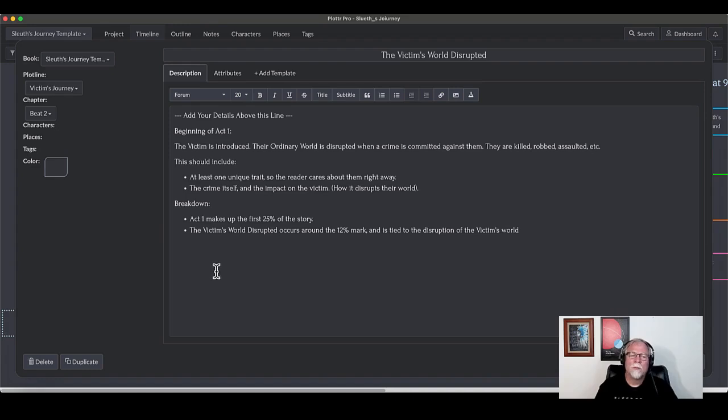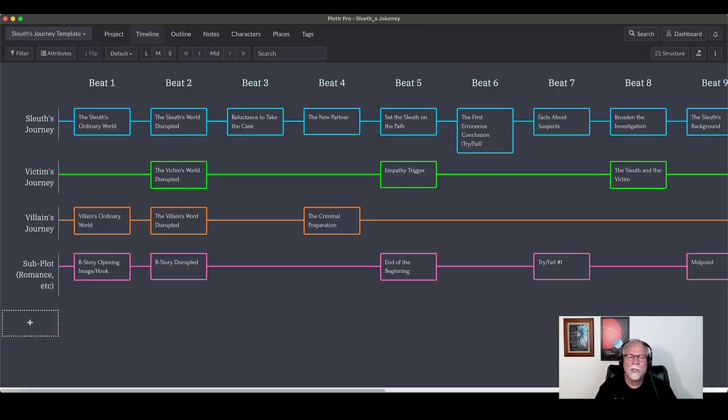Okay. Now, this beat should include at least one unique trait, so the reader cares about the victim right away. Otherwise, why do we want to read the story if we don't care that they died or that they were taken advantage of in some other way? So be sure there's something that draws us as the reader to them and allows us to have empathy with them. We're going to build on that empathy as we move through the story, but it needs to start right away.